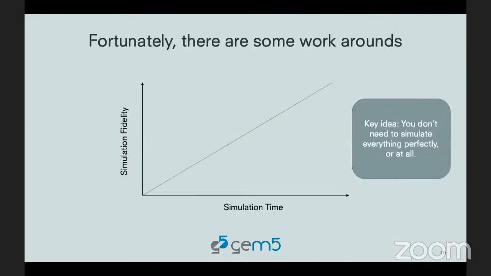Fortunately, there are workarounds. Essentially, you should think of simulation like this: you're always trading off the fidelity of your simulation versus the simulation time. Fidelity meaning the quality or the accuracy compared to the real world. You can have a very fast, quote, fast simulation that simulates almost nothing, or you can have a very slow simulation that simulates almost everything to as much detail as you desire.